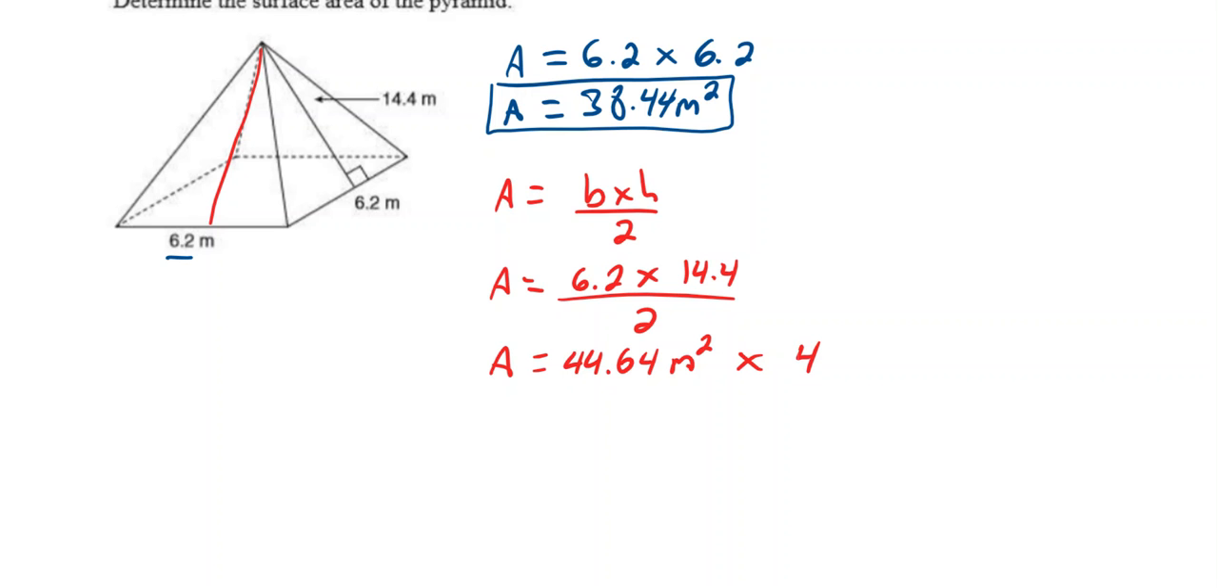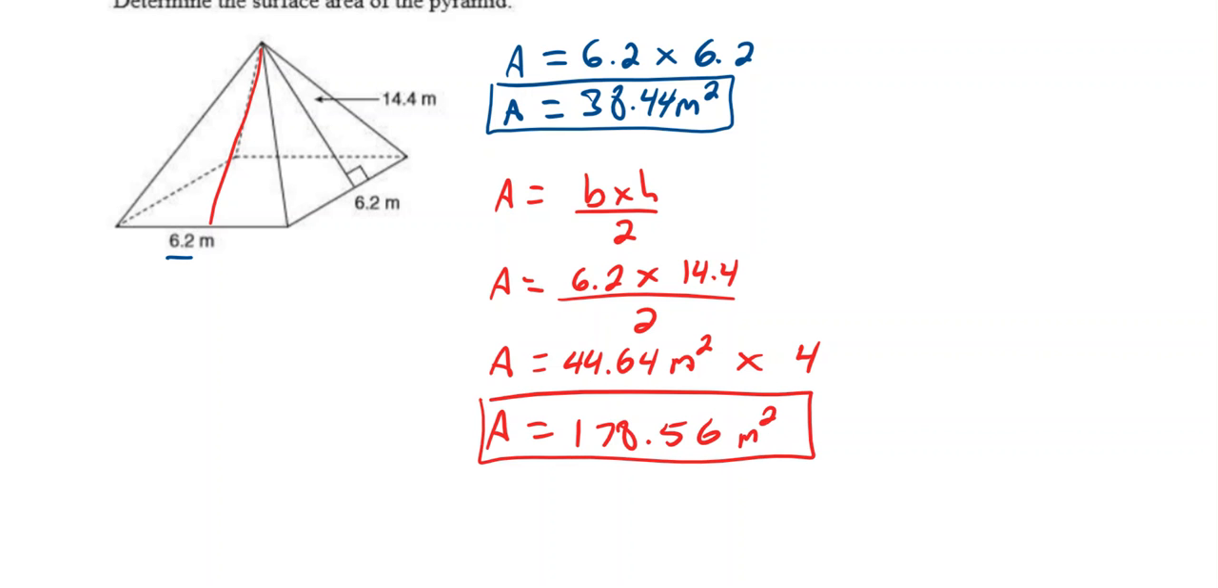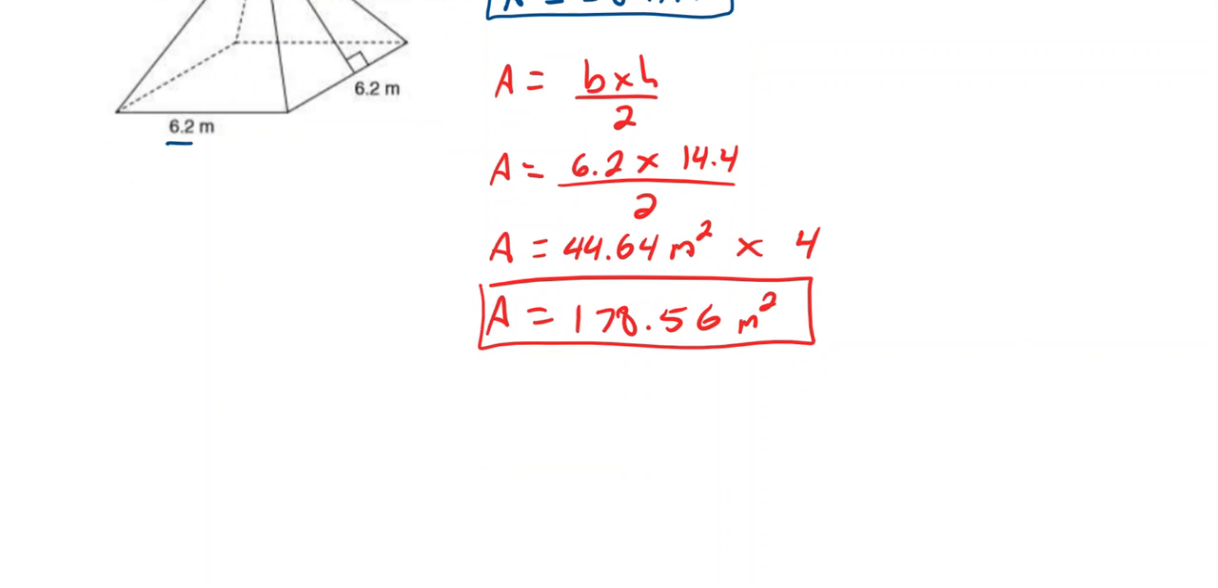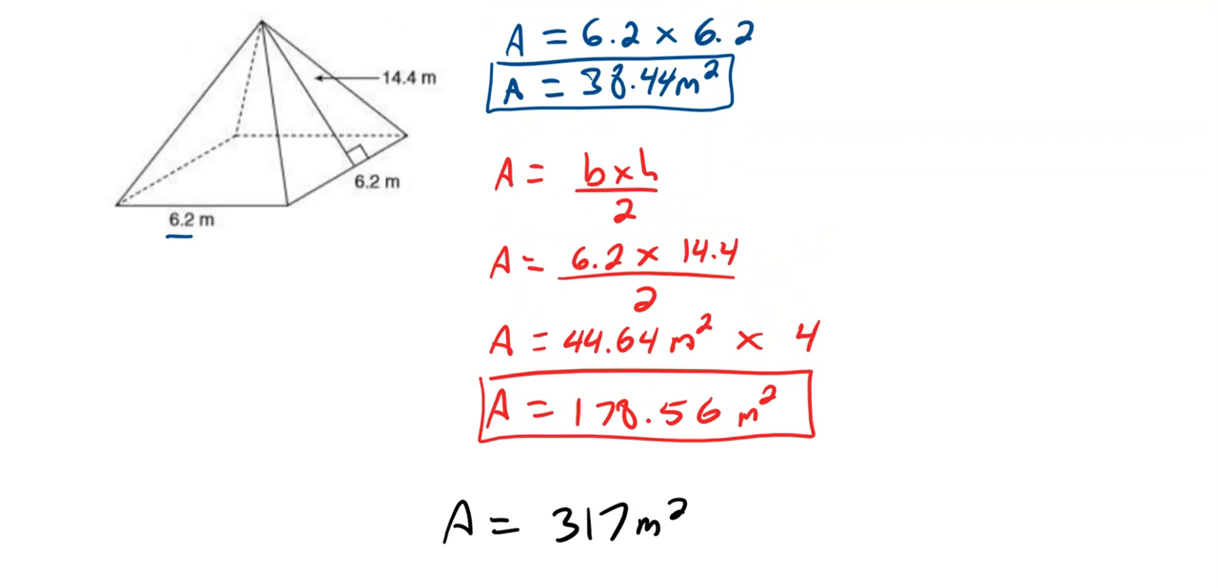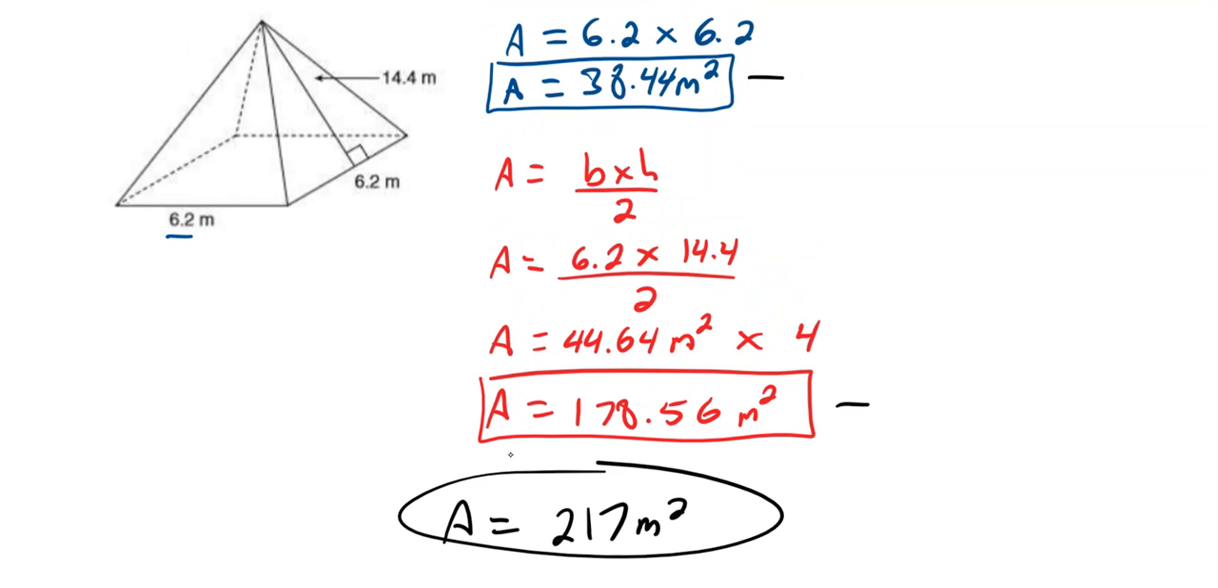So that would be 178.56 meters squared. And don't forget that we just found the area of all these triangular faces. We have to add that to the square on the bottom. So we're just going to add up those two numbers: 217 meters squared. Just adding up the blue one and the red one, all of our faces, and then circle it.